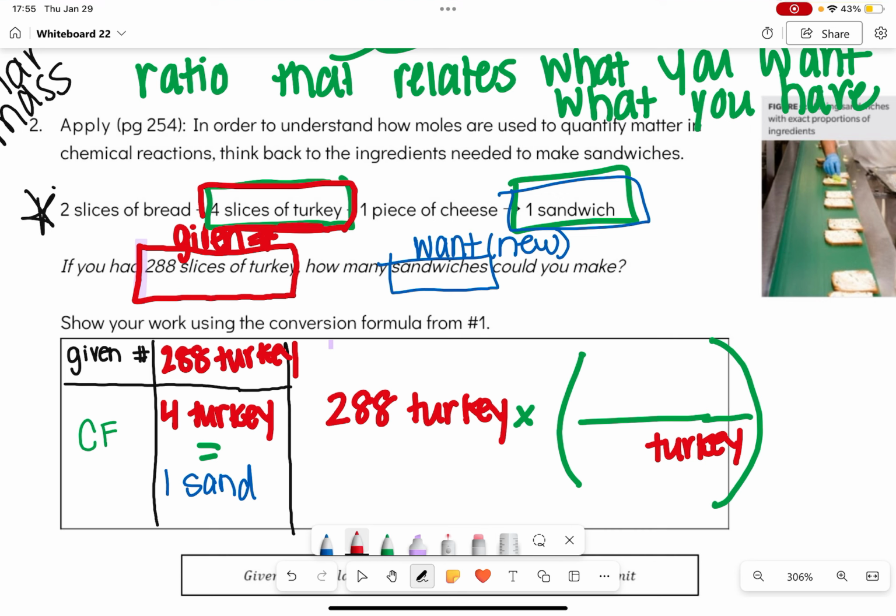Because turkey is what I have out front, and that's my old unit, I want to get rid of it. I'm going to put it on the bottom. And they should be the same color.